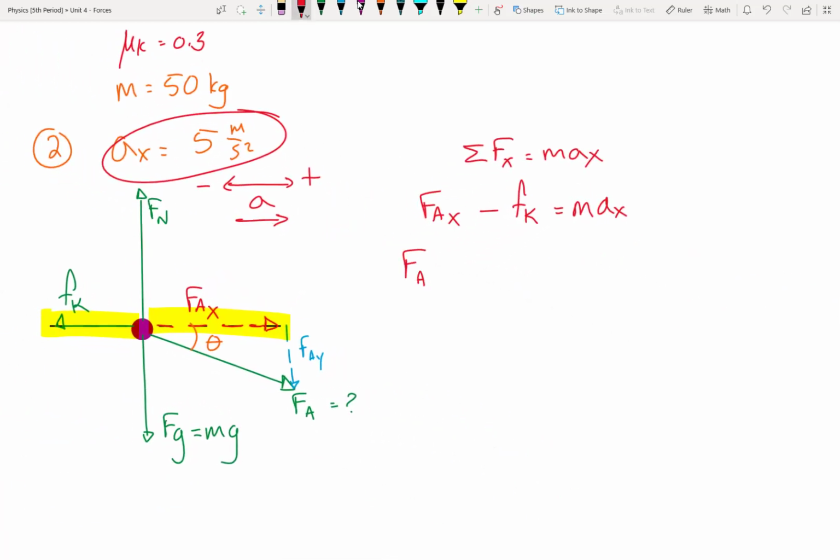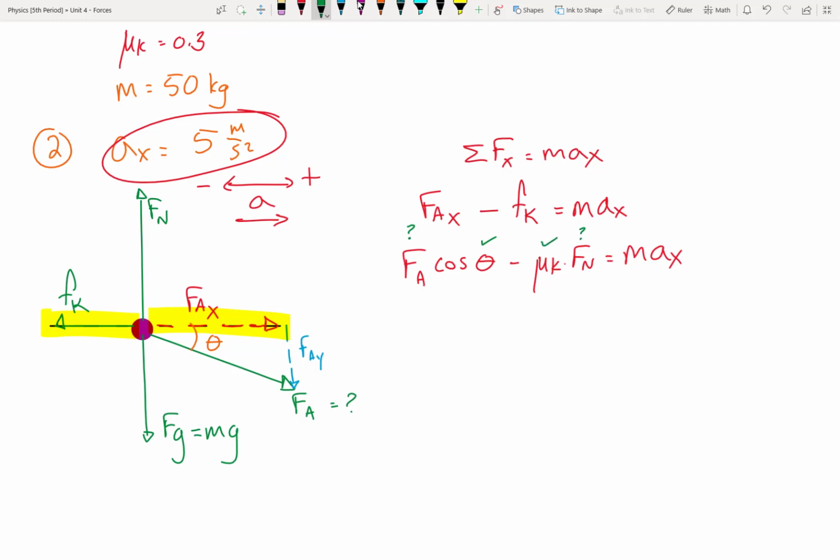All right, how can I be more specific? Fax is Fa cosine theta minus Fk, which is mu k times the normal force, equals Max. And then we can go through and say, like we did before, I want to find Fa. That's my question mark. Do I know theta? Yep. Do I know mu k? Yep. Do I know the normal force?